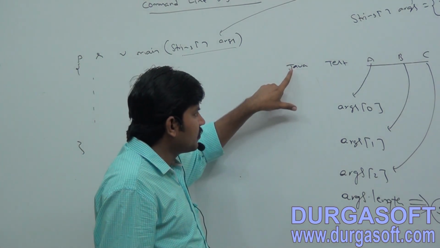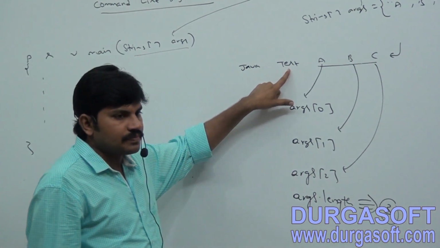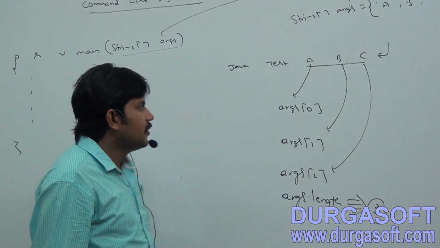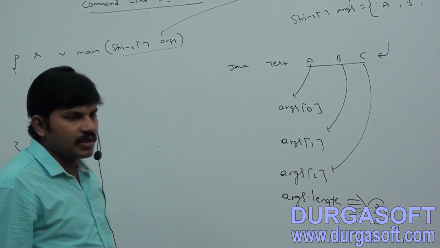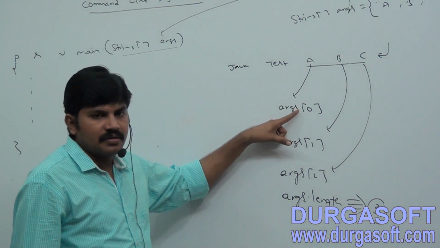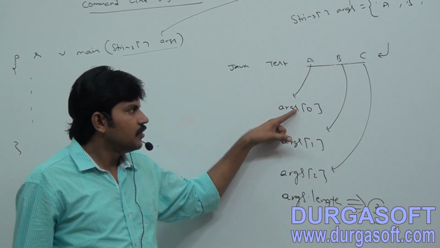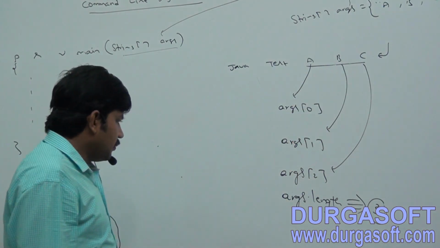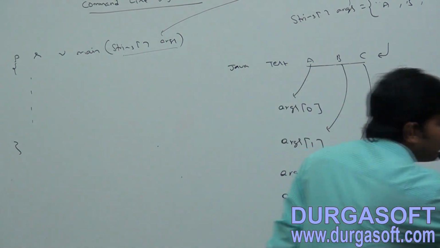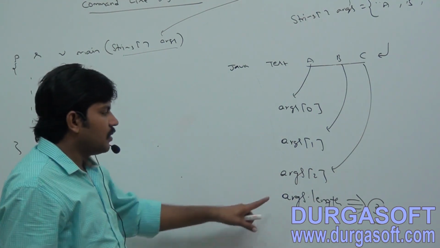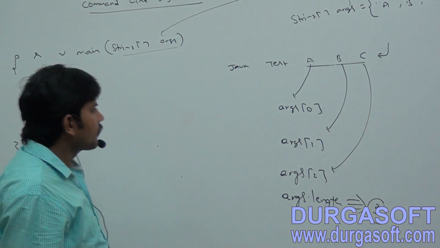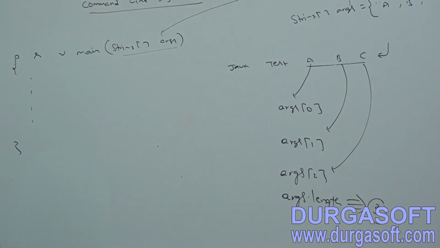Example, just take this one. Java test ABC. Now what is A? A means what? Args of 0. What is B? Args of 1. What is C? Args of 2. Next, args dot length. Its value is nothing but 3. Take clearly. What is command line argument?